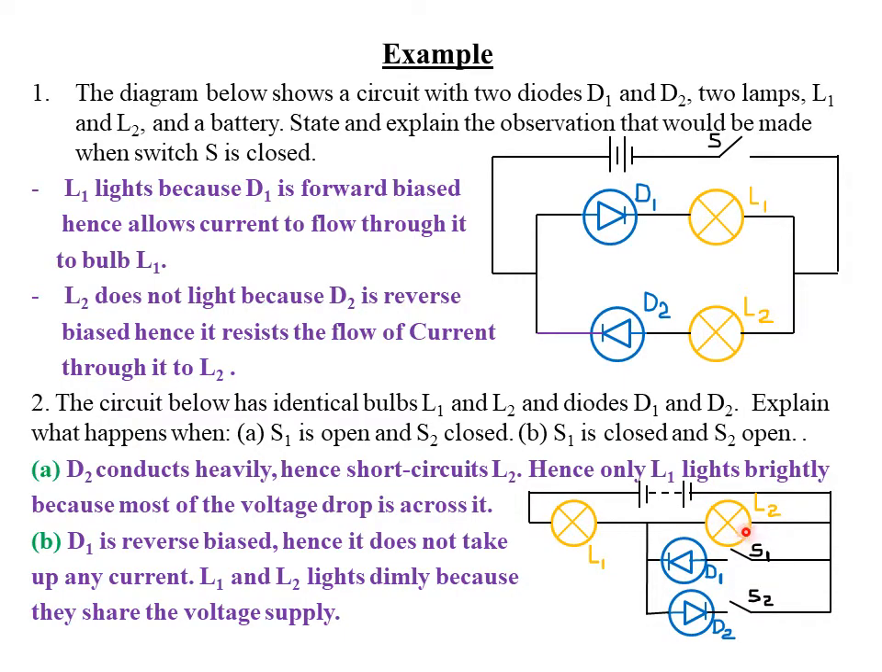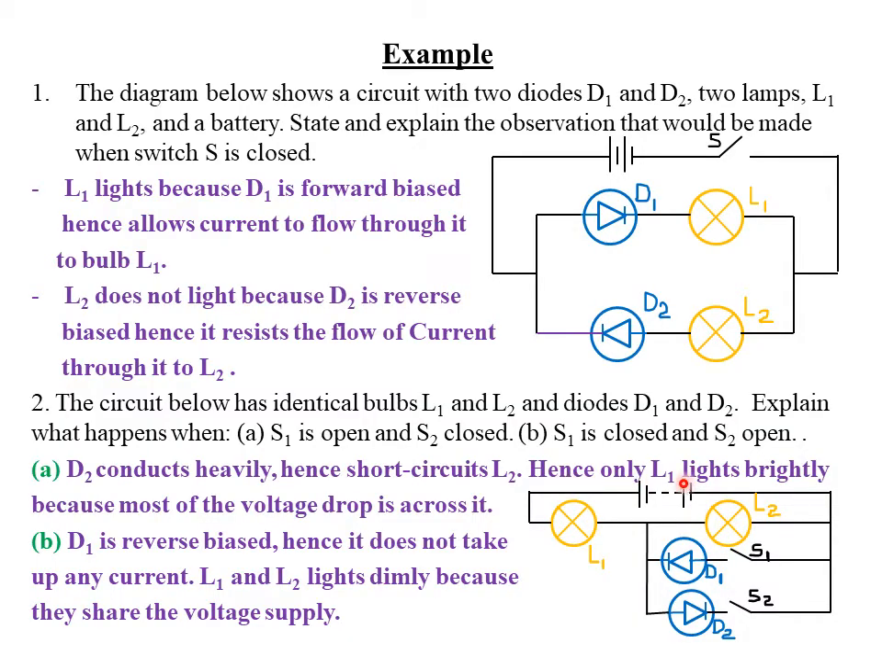So that simply means that the bulb L2 would remain with very little current because D2 is short circuiting it, or drawing much of the current through the lower side, then back to the negative terminal of the battery. Therefore, we do not expect L2 to light brightly because of the short circuiting caused by D2, which is actually forward biased. So when the switch S1 is open and S2 is closed, that is, the diode D2 conducts heavily, hence short circuits the bulb L2, or it reduces the amount of current flowing through L2.